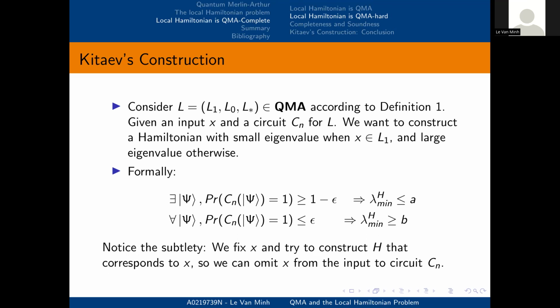That is, if there exists a witness state psi such that the probability that Cn accepts psi is large, there exists an eigenvalue lambda min that is smaller than A. And if for all witness states, the probability that Cn accepts psi is small, all the eigenvalues of H have to be larger than B, with some polynomially small gap between A and B. So we notice the subtlety that because we have fixed X and try to construct an H that corresponds to this X, we can omit X from the input to the circuit Cn because it's constant, but we still know that it's there. It's still one of the inputs.